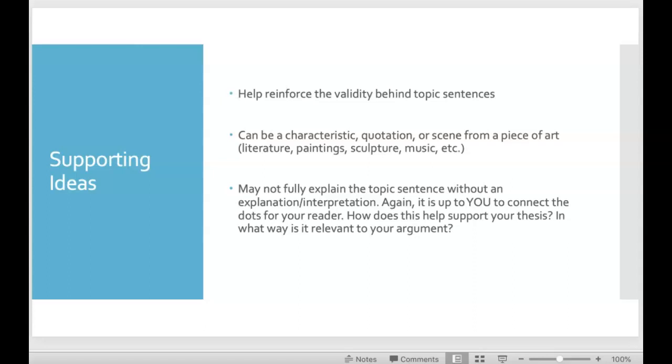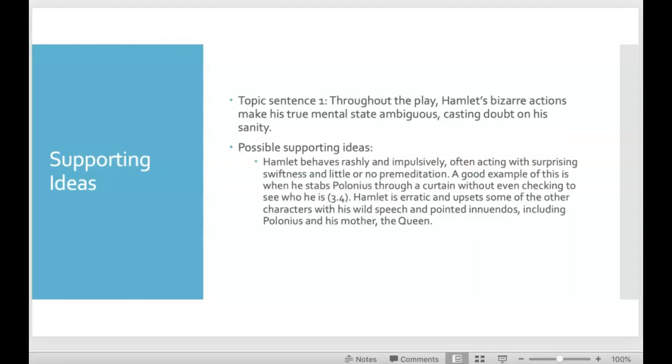We have to then explain, okay, here's the example. Now let me tell you why that example is doing what I'm saying it's doing. The example itself can't stand alone. We need the most important part, which is your explanation of how it's relevant, how the supporting ideas or evidence is relevant to your argument. So let's look at a topic sentence and some possible supporting ideas.